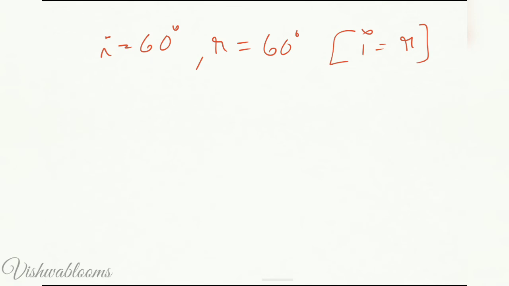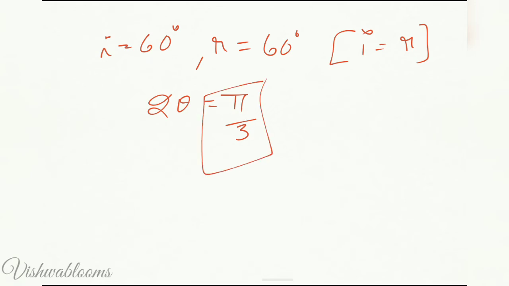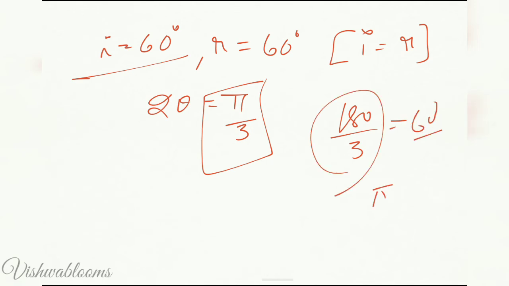Now, what is theta? So, 2 theta is nothing but pi by 3. When the mirror is rotated by an angle theta, the reflected ray will be rotated by 2 theta. That's why I have written 2 theta is equal to pi by 3. Now, why did I write pi by 3? See, the incident angle is 60 degrees. Pi is 180, and 180 by 3 is how much? 60 degree. That's why instead of writing 60 directly I have written pi by 3. That's clear, I hope.